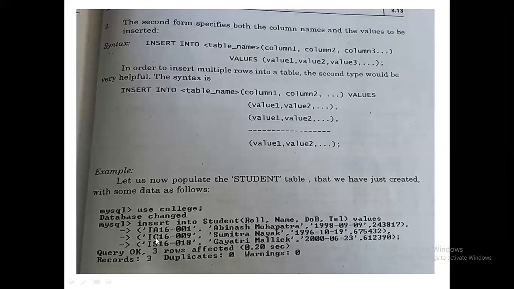So here in the student table, three records are inserted. After executing this query, this will be the output. If there is any problem in the query, it shows an error. If there is no syntax error and the query is okay, it shows 3 rows affected, and duplicates. So this type of output is shown.